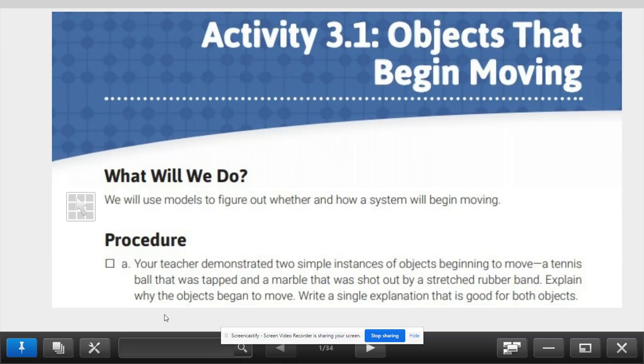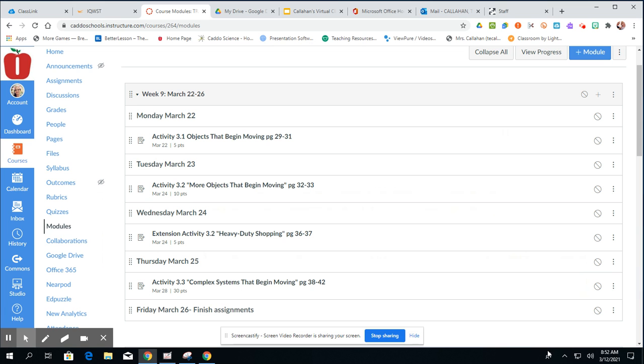Then we're going to use those observations to write an explanation and explain why the objects begin to move. We're trying to write a single explanation that's good for both of the objects. Okay, so let's watch the first video.